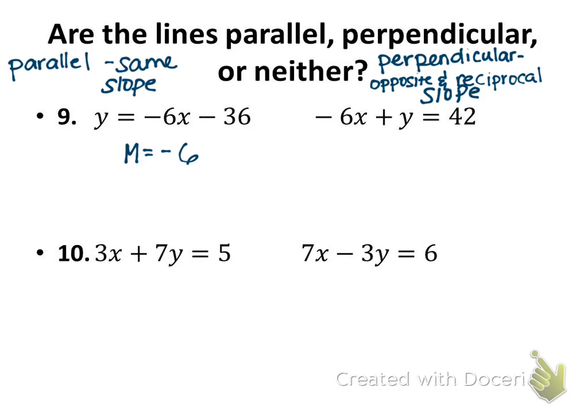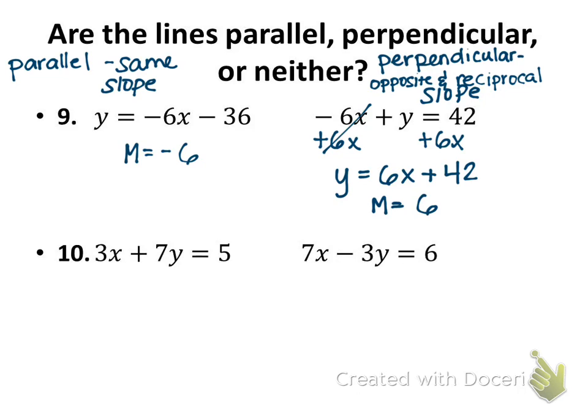But then I look at the second equation. Is that in slope-intercept form? No. So what do I need to do to get what letter by itself? Need to add 6x because we want to get what letter by itself? Y. Can I add 6x and 42 and get 48x? No. They're not like terms. So y equals 6x plus 42. Now, what is my slope? Positive 6. M equals positive 6.